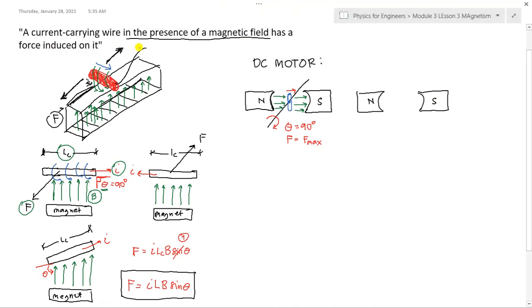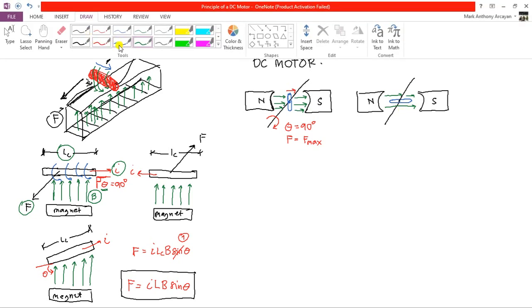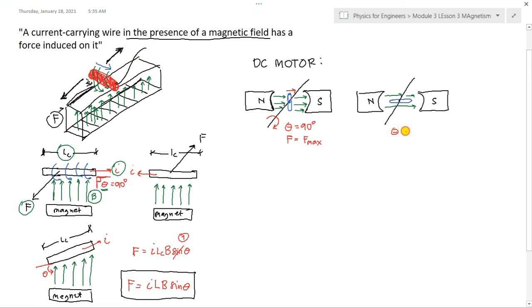Now, muabot na siya, mo parallel siya sa atong magnetic field. Class, question, if that is parallel, what would happen? What is the angle between this magnetic field lines, kaning green ang gidrawing, ug ang ato ang conductor? Unsa may angle ani diri? Okay, 0 degrees. And what is sine 0? Okay, so 0. So therefore the force here is 0, di ba?